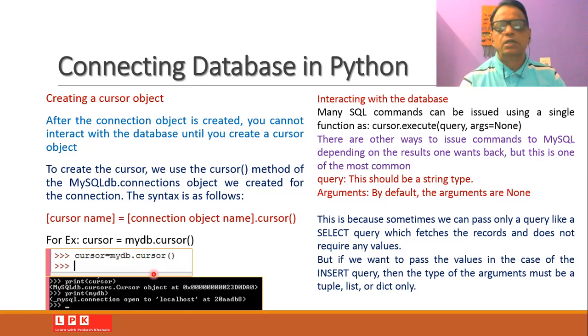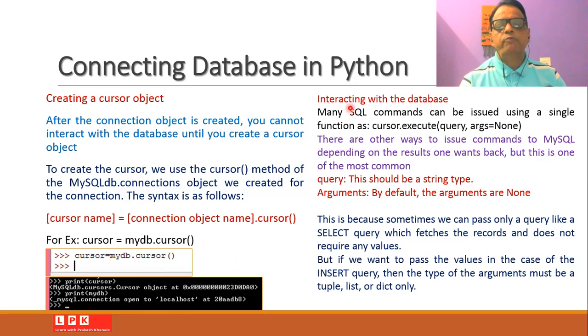You can check the cursor object. If I type print cursor, then you will get the cursor object location. If you type print mydb, that is the connection object, then the connection object at localhost with the address is also displayed.